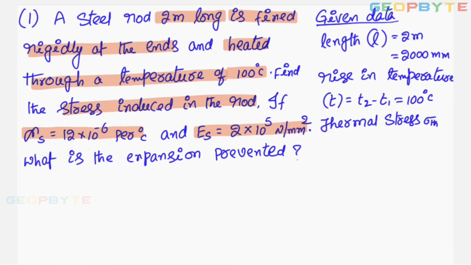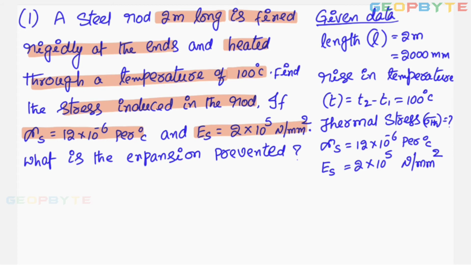Thermal stress sigma TH is how much? If alpha S, the coefficient of linear expansion for steel, is 12 into 10 raised to minus 6 per degree centigrade, and Young's modulus for steel is 2 into 10 power 5 Newton per mm square. Now let us find the thermal stress.